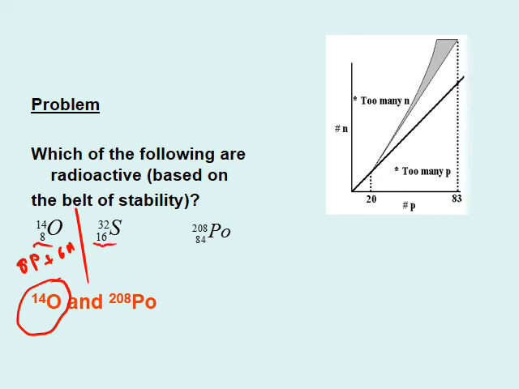Then sulfur-32, so 16 protons and 16 neutrons. Same number of protons as neutrons. So it falls on the belt of stability because it's below 20. So it's quite stable. I don't need to worry about that. Polonium-208, 84 protons. This goes beyond 83. So these are all unstable. Too large of a mass. So in this case, there are 2 isotopes which are unstable, which are oxygen-14 and polonium-208.